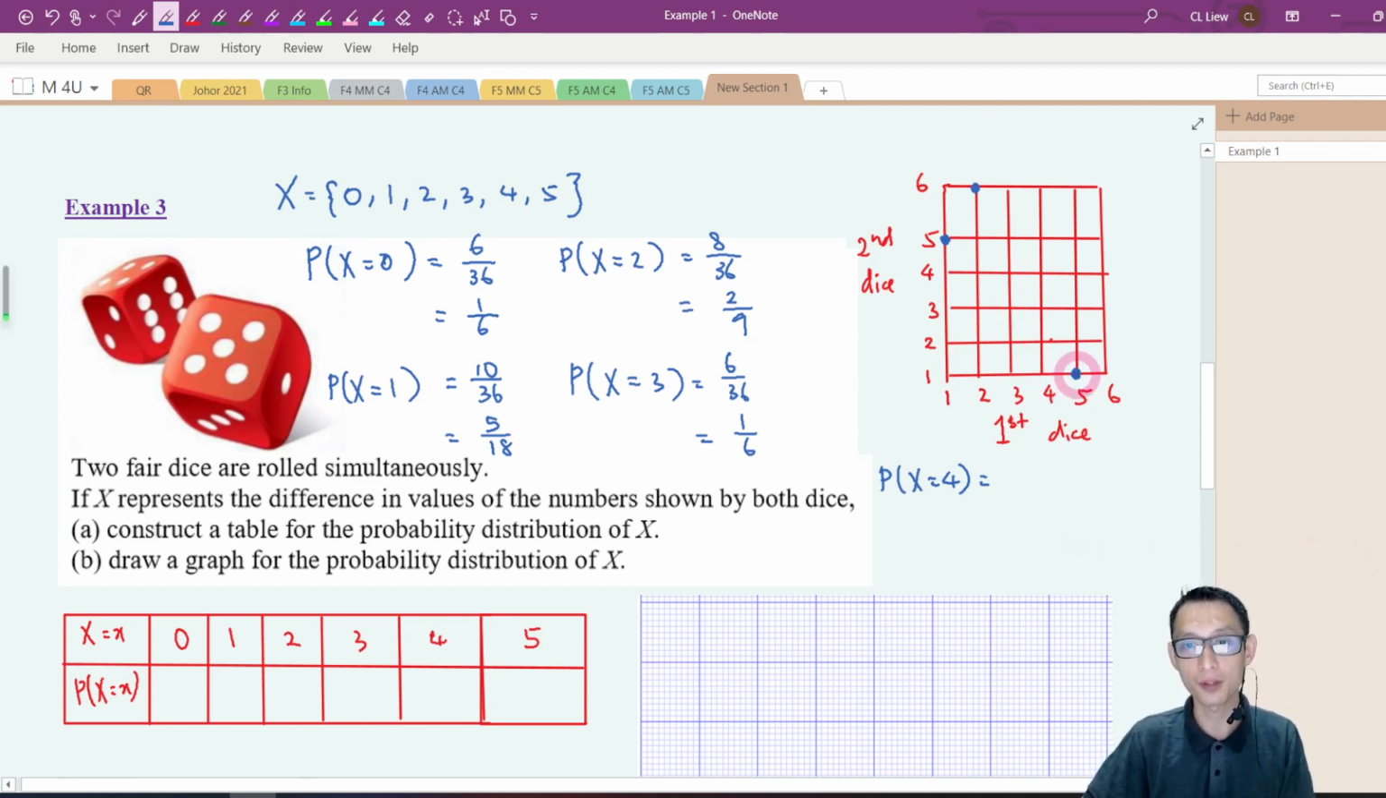5 paired with 1. 6 paired with 2, right? Okay, 1, 2, 3, 4. So this is 4 over 36. If I divide it by 4, I will get 1 over 9.